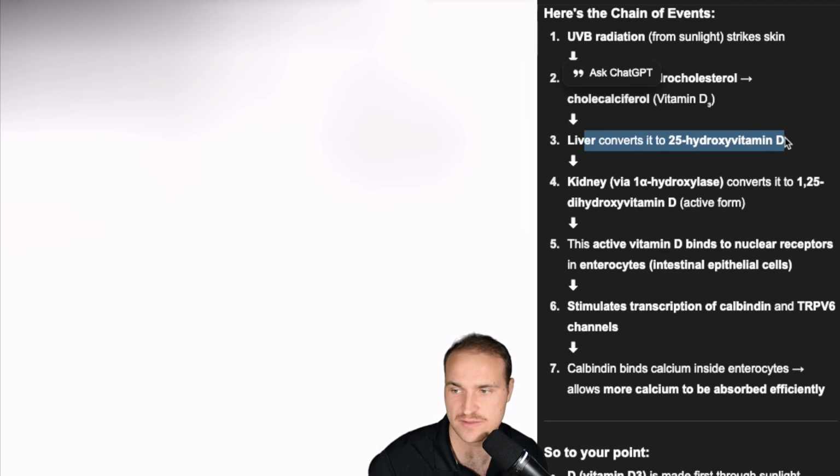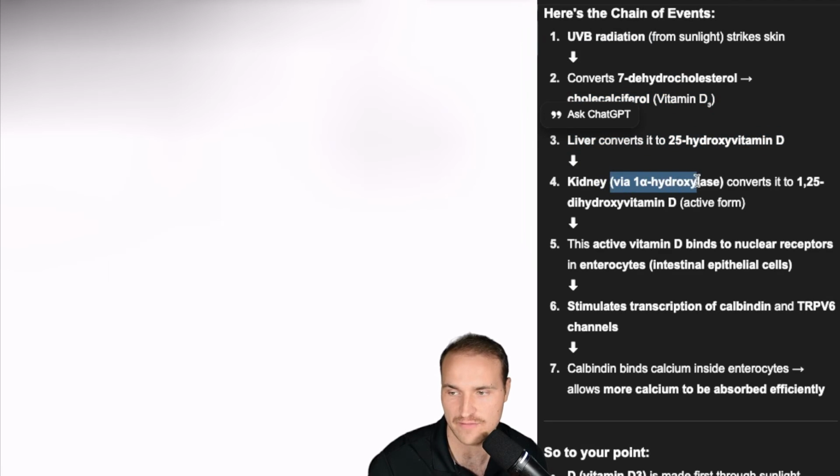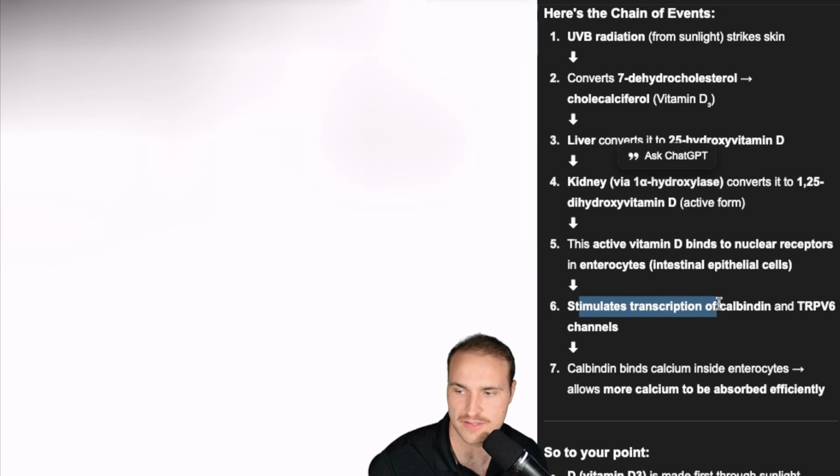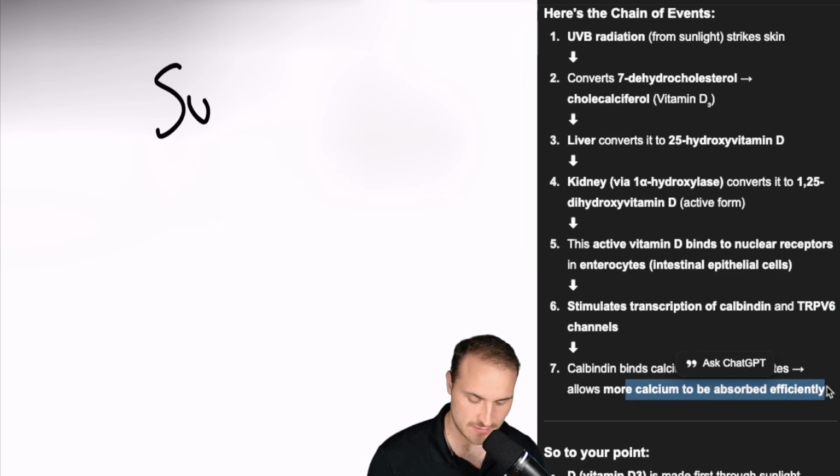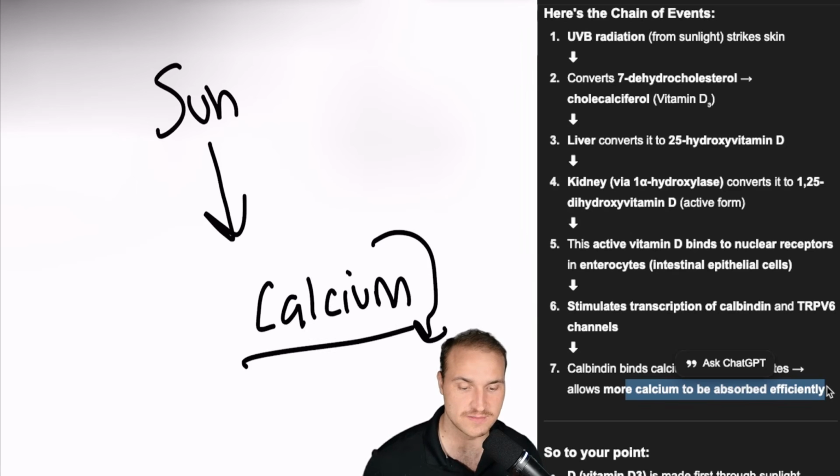Liver makes it into 25. Kidney, through 1-alpha-hydroxylase, converts it to 1,25. And we get the transcription of our channels, and that binds calcium inside of the enterocytes, allows more calcium to be absorbed. So there's a pathway from the sun to calcium in your body, pointing to me, or thank you, son.